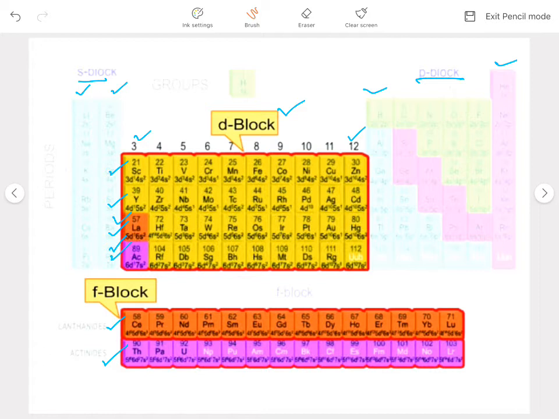In F we have 7 orbitals, so there are 14 electrons. So filling of electrons takes place from 1 to 14 in this series. And in D subshell we have 5 orbitals, so we have 10 electrons. From 1 to 10 filling takes place. There are 10 groups. So we'll study about the properties and other things about D and F block elements.